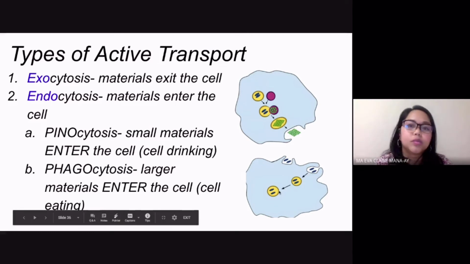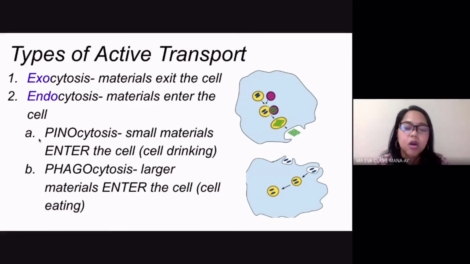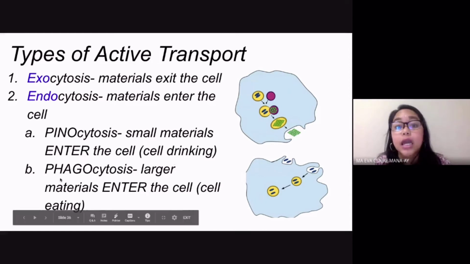Now, you have two types for this depending on the size of the material. You have pinocytosis, which is endocytosis of small materials. Sometimes it's also called cell drinking. The other one is phagocytosis. This is endocytosis of larger materials, larger molecules. And so sometimes we call this cell eating.